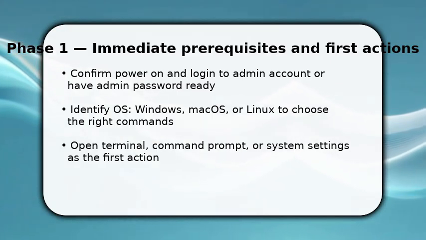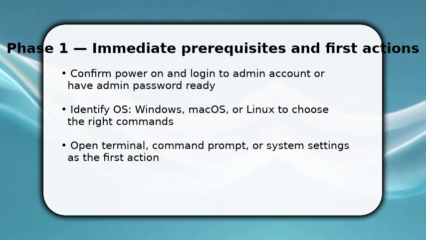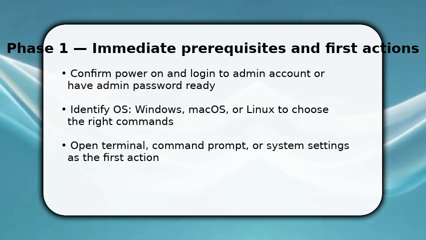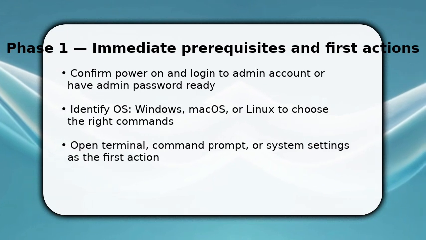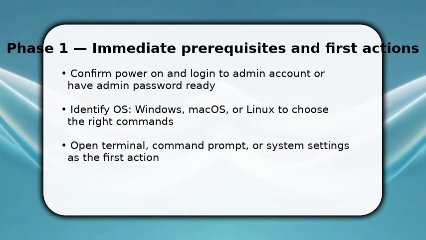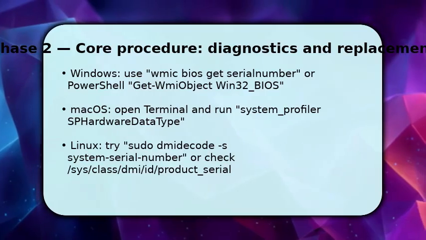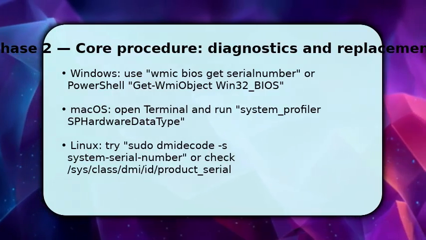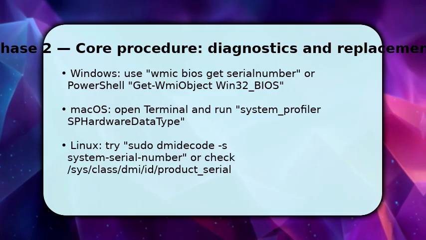This gets you immediately into the environment where the serial is stored, so you can run the precise query without delays. Now run the platform-specific queries. On Windows, type wmic bios get serialnumber or use PowerShell for richer output. This reads BIOS data directly.